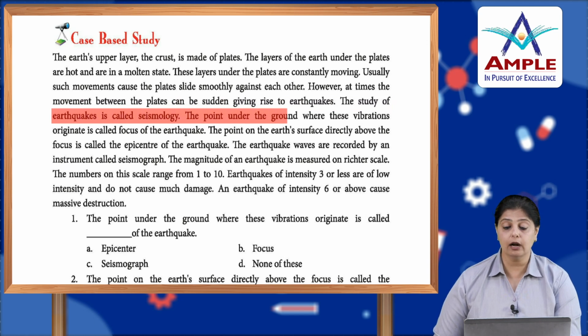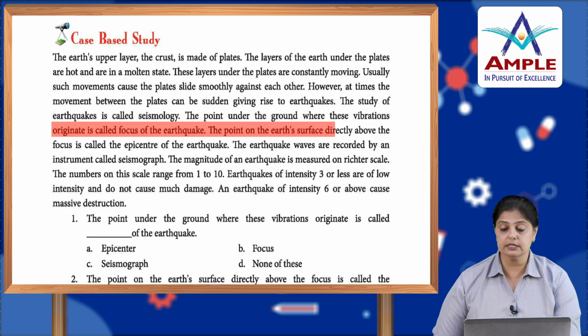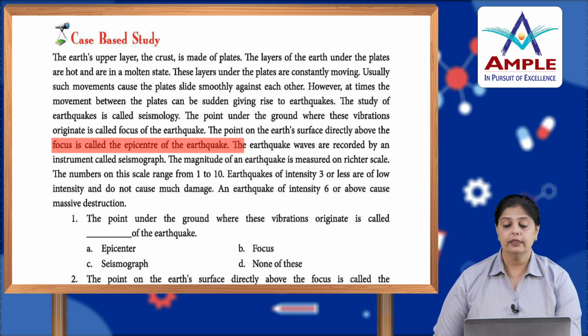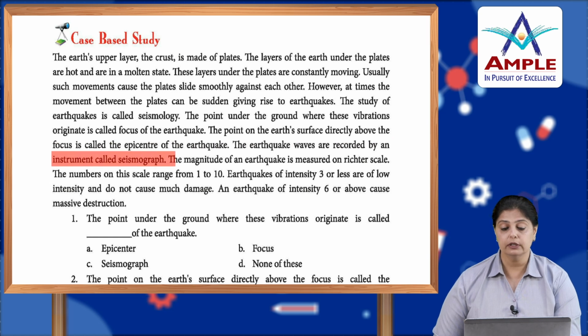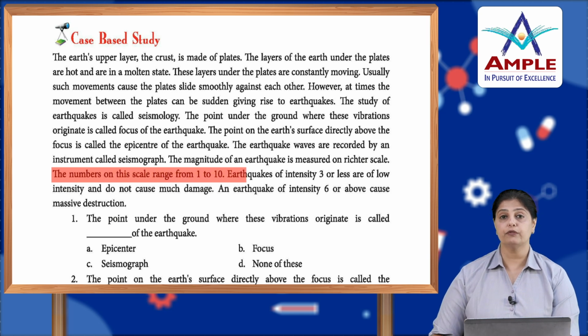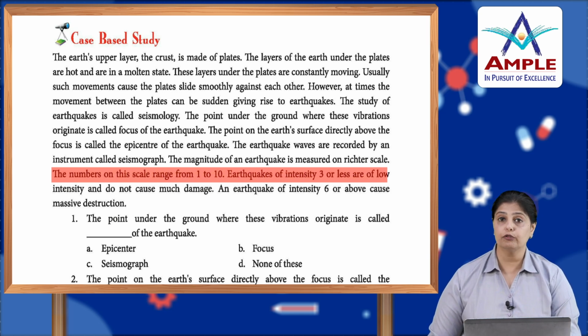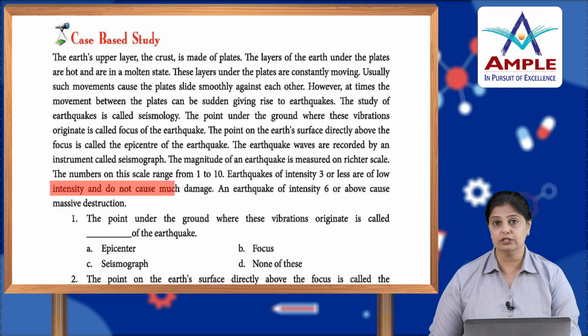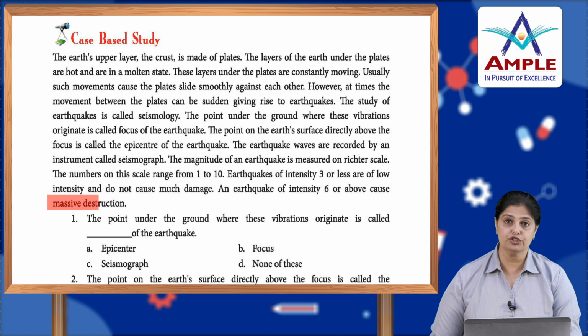The point under the ground where these vibrations originate is called the focus of the earthquake. The point on the earth's surface directly above the focus is called the epicenter of the earthquake. The earthquake waves are recorded by an instrument called a seismograph. The magnitude of an earthquake is measured on the Richter scale. The numbers on the scale range from 1 to 10. Earthquakes of intensity 3 or less are of low intensity and do not cause much damage. Earthquakes of intensity 6 or above cause massive destruction.